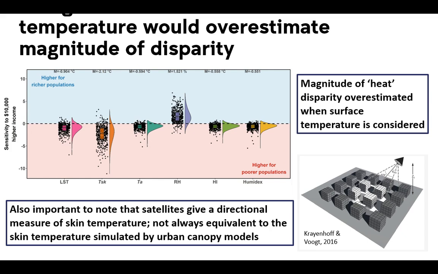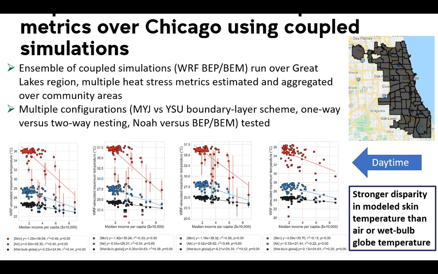Another thing to note here is that I have put LST and TSK separately. TSK is the simulated skin temperature, and the reason for that is satellites basically give you a directional measure of skin temperature, which is not usually equivalent to what the urban canopy models are simulating, just because of the structural assumptions in many of these models. And when we are doing this comparison, it's best to just focus on the modeled variables, because they're constrained by those same structures, versus what the satellites are looking at.